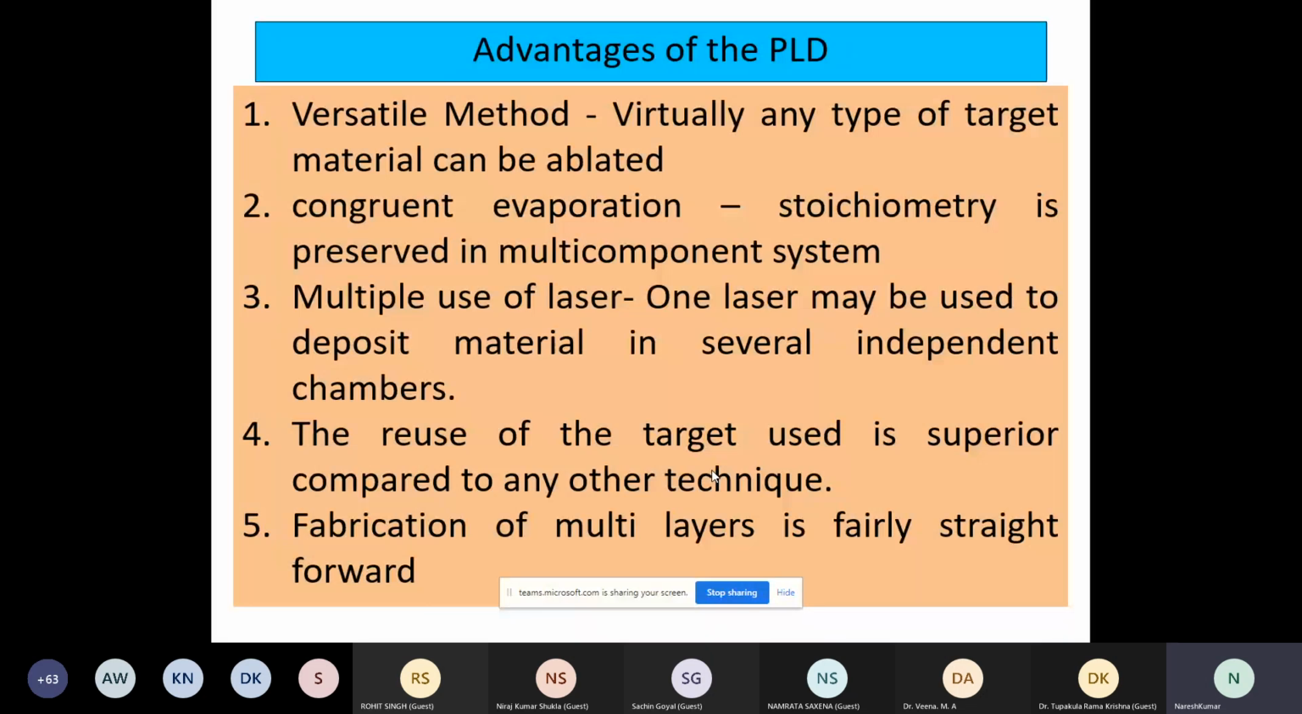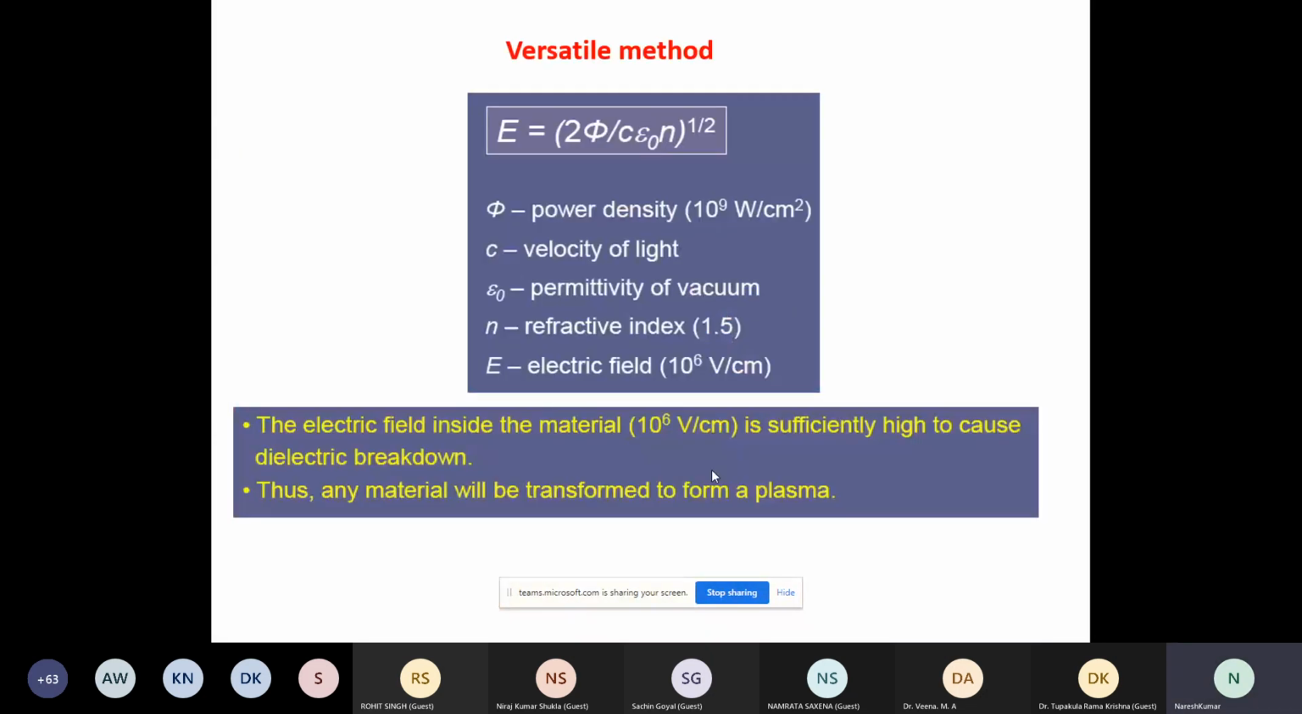Now let us look at many such issues that I said. Here I am saying this is a versatile method. What do I mean by that? Versatile means, as I said, almost any type of material can be used. So what is happening? When the laser beam is made incident on the target, there is a very high electric field inside the material. This electric field is being generated inside the material, and the strength of this electric field is 10 to the power 6 volt per centimeter. This electric field is very, very high, and it is sufficient to cause dielectric breakdown. And accordingly, one can create plasma of almost any type of material. So if you want to grow thin films of any oxide insulating material, it's very, very simple, right?